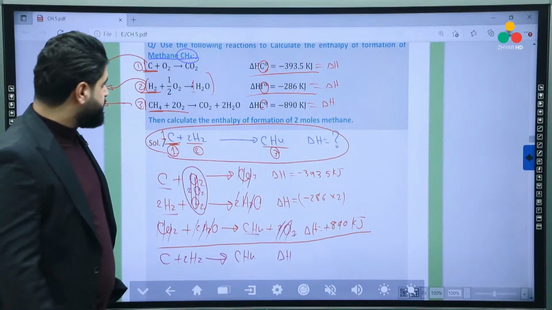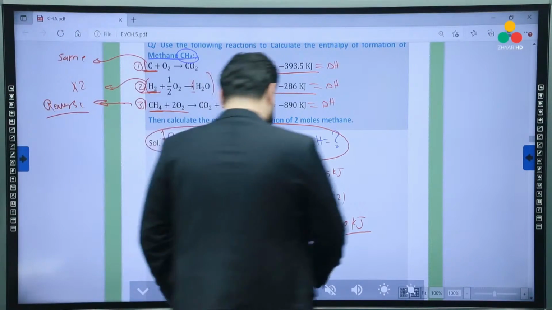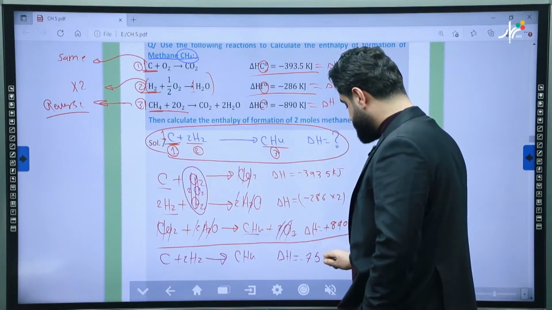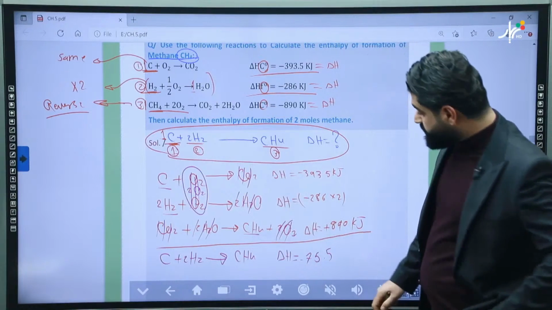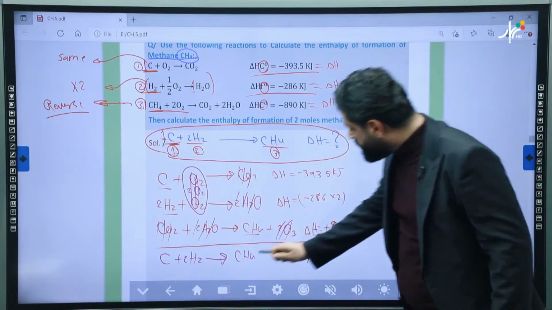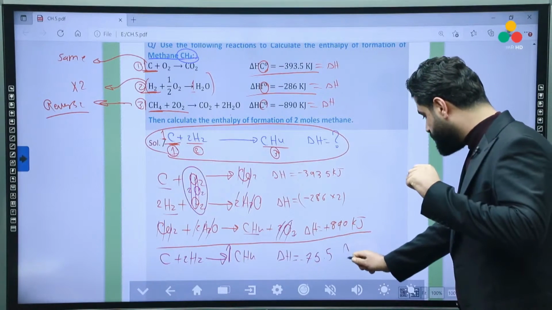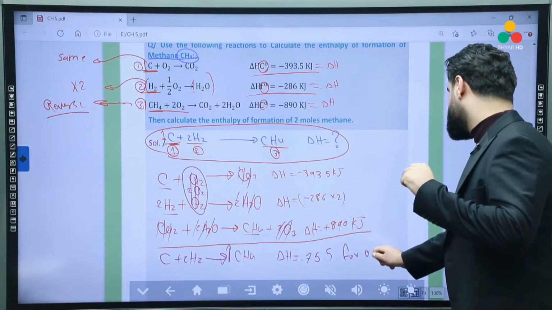So the answer is negative 75.5. This is the formation of 1 mole of methane. This is for 1 mole.